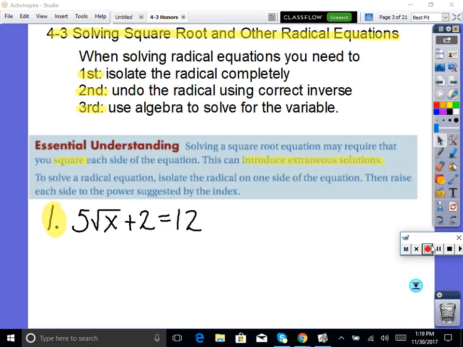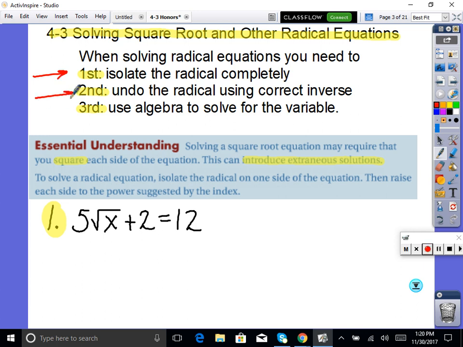Okay, here we go. So guys, we're going to be solving square roots and other radical equations. Literally, this is the lesson right here. This is all you have to do. First step. So if you need to take a picture or write it down, you got to be quick. So first step when solving a radical, you first isolate the radical completely. Meaning, get the radical alone. Nothing added, subtracted, multiplied, or divided to the radical.